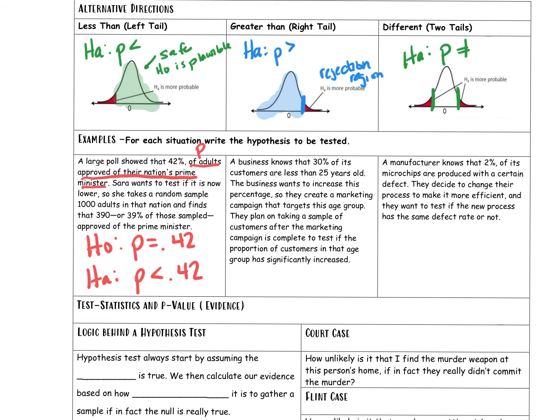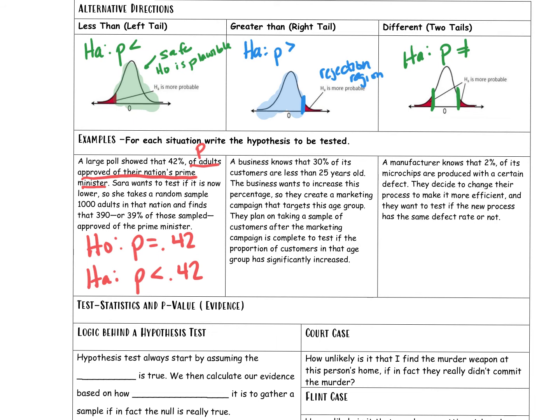Notice that when I wrote this, parameter P does not change. Both of these represent the true proportion of adults who approve of the nation's prime minister. The first one says that value is equal to 0.42. The second one says that value is less than 0.42. I didn't change this number to 0.39. We don't change it to the sample. We leave it as the parameter, the population value.